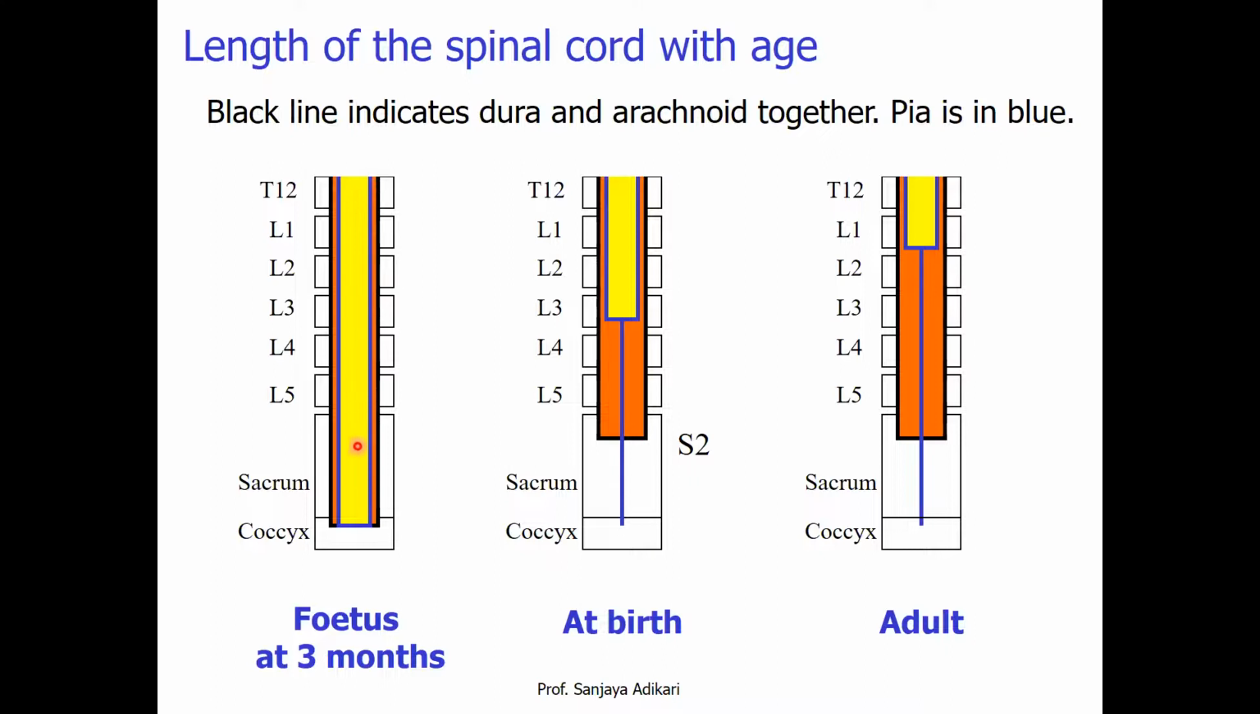Then this yellow area is actually the spinal cord. That is the nerve tissue in the spinal cord. Now you can see at the third month of intrauterine life in the fetus, the spinal cord extends almost to the end of the vertebral column. If you compare this with the child at birth, you can see that the spinal cord growth has fallen short of the growth of the vertebral column. Now the lower end of the spinal cord is at the lower limit of the L3 vertebra.